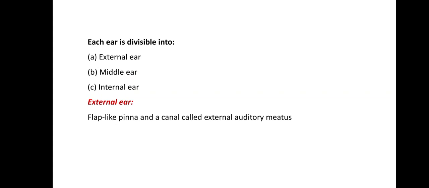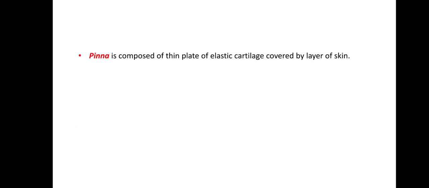Pinna is composed of a thin plate of elastic cartilage. It is flexible. It is made of cartilage and it is covered by a layer of skin. Pinna is responsible for collecting sound waves and sending them inside the ear through the external auditory meatus. Means the main function of the external ear pinna is to collect the sound waves and send them inside, means into the internal ear.